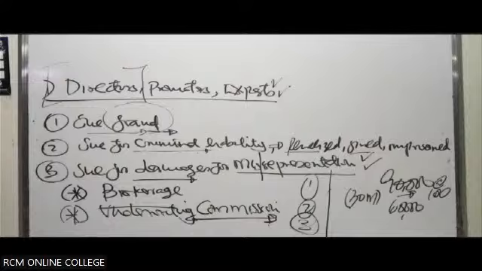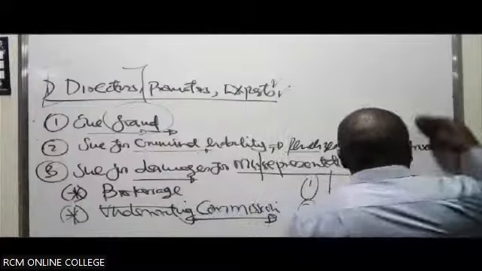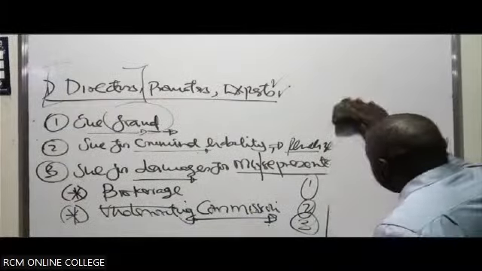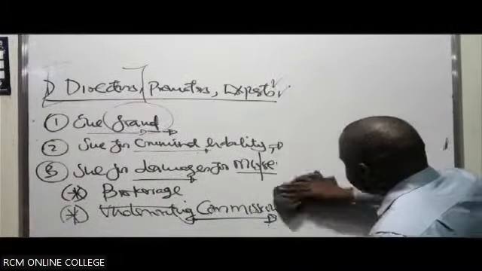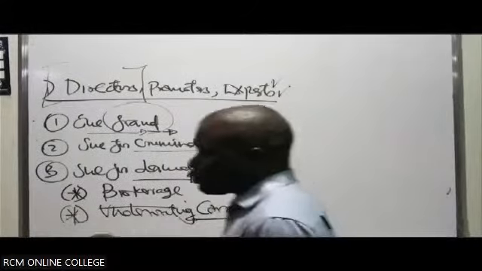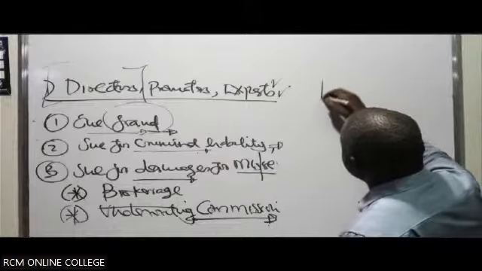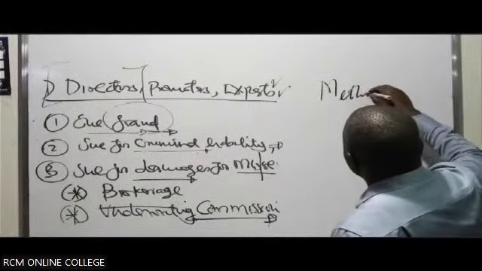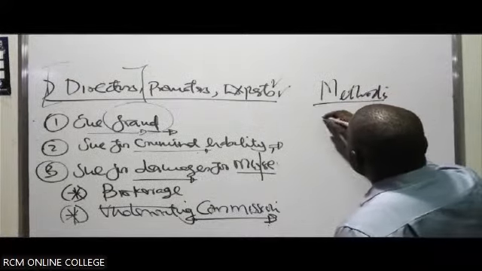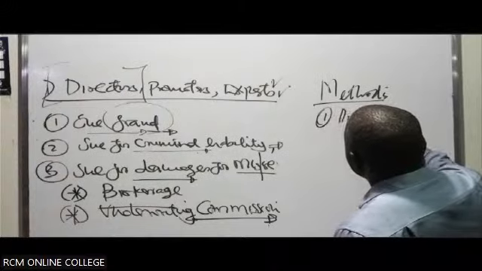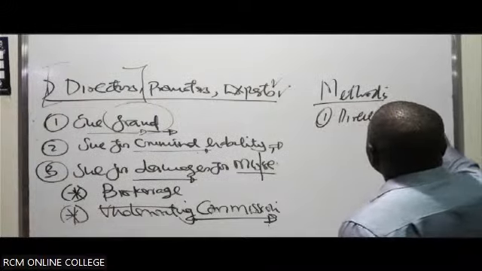Then there are methods as well by which the company can issue these shares. The methods of issuing the shares. How can they sell these shares? They can do what we call a direct offer.